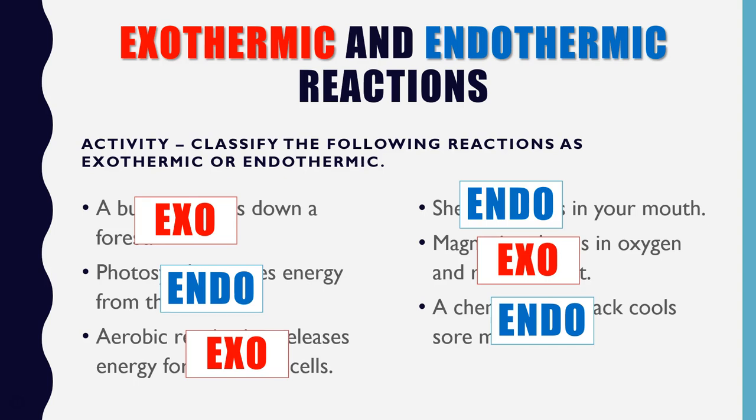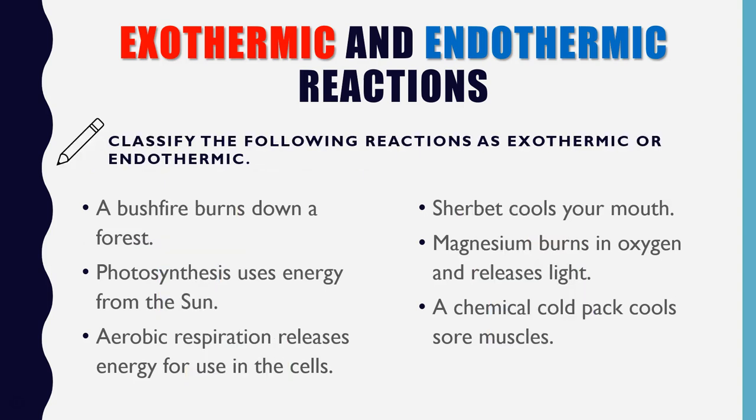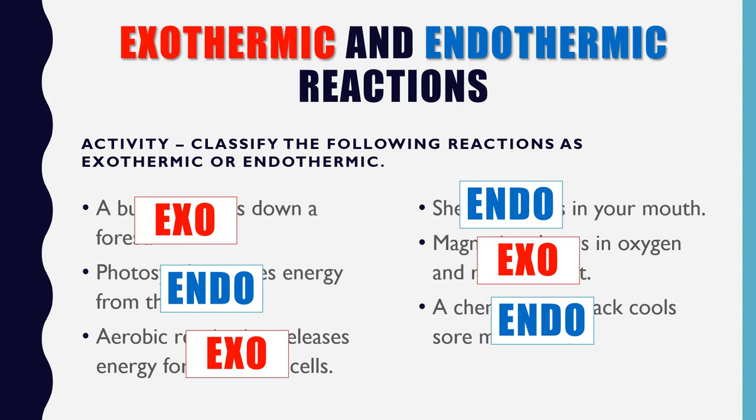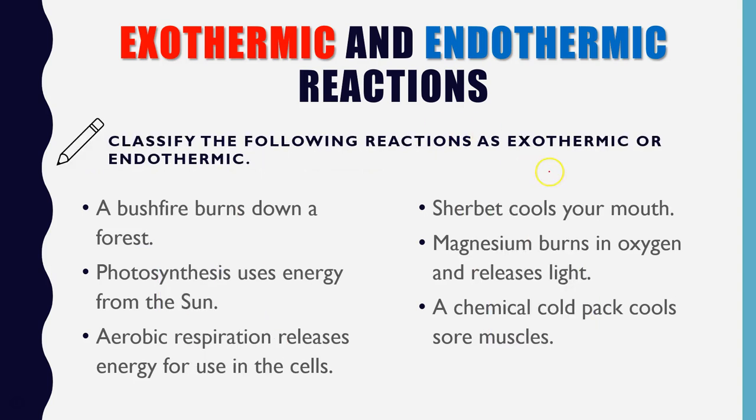Okay, so hopefully you paused the video, but we should have any combustion is exothermic. Photosynthesis, it says it uses energy, so that means it's endothermic. Aerobic respiration releases energy, so that's going to be exothermic. Sherbet cools your mouth, so that will be endothermic. Magnesium burns in oxygen. Any burning is exothermic because it's going to release light and heat. A chemical cold pack cools, so it's going to be endothermic. If it's using energy, endo; releasing energy, exo.